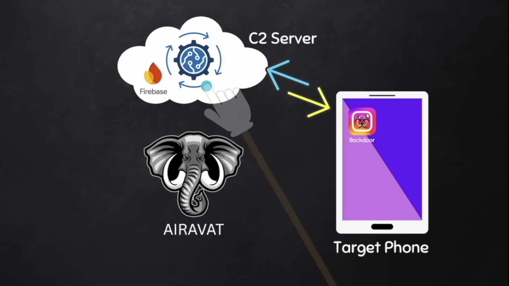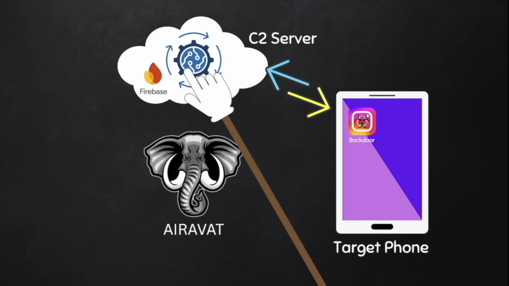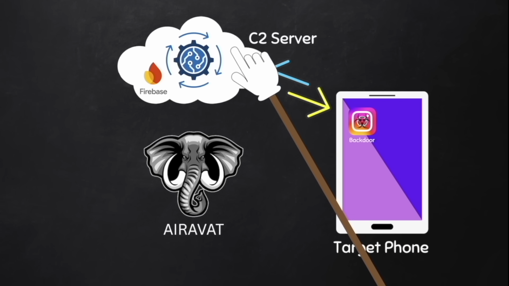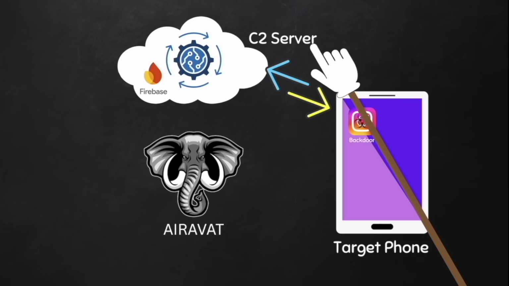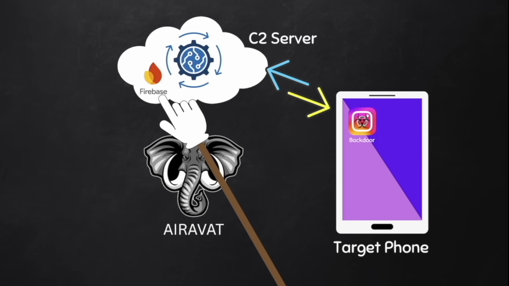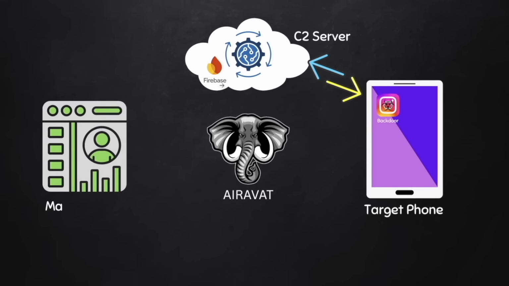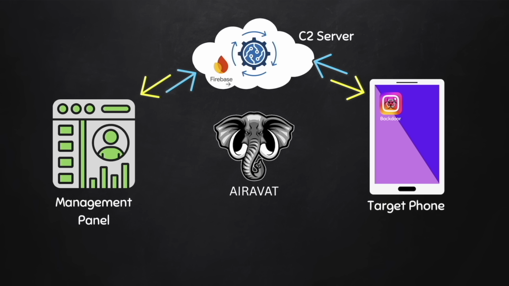And then we're going to need a way to read all of this data that is being sent from the backdoor to our C2 or command and control server at Google at Firebase. And to do that, we're going to have our own management panel that will communicate with Firebase, with our cloud command and control server, to retrieve, see, and manage the backdoor or the hacked computer.